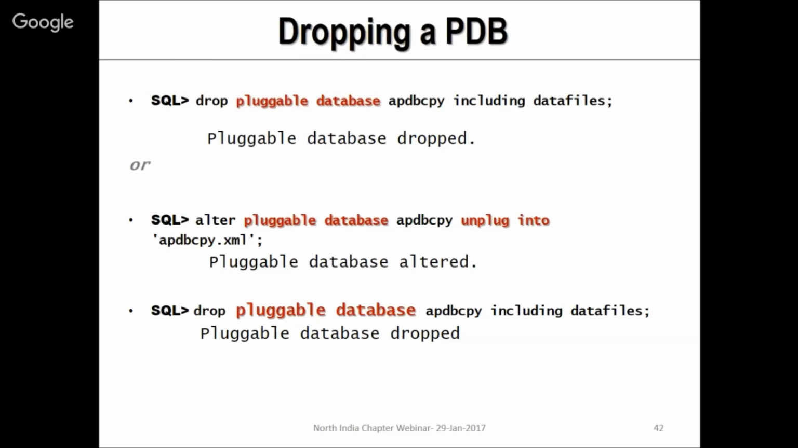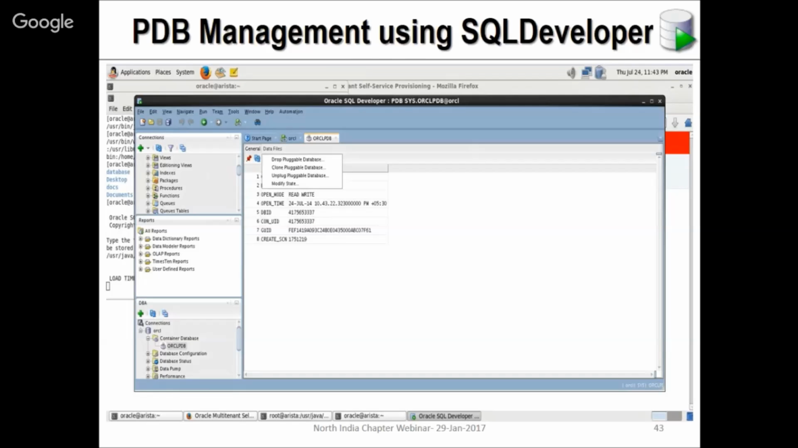How do you drop it? Pretty simple. You can just mention drop pluggable. Of course, before dropping, you can export the definition, and then after that, you can drop the pluggable completely with its files.